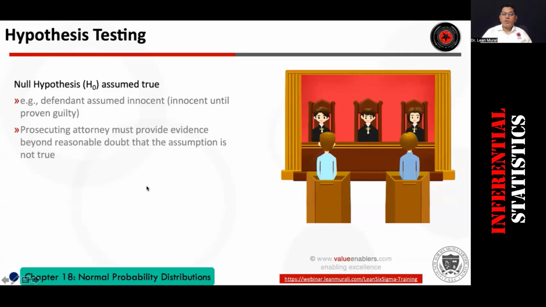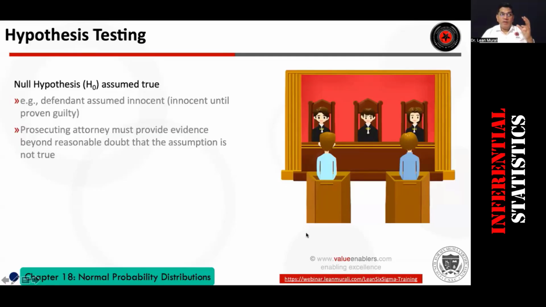So the prosecuting attorney must provide evidence. Unless you prove him guilty, he is innocent. How many of you agree with me? Innocent until proven guilty. So there must be evidence that you should bring in order to prove that he is guilty. He will be innocent unless proven guilty.